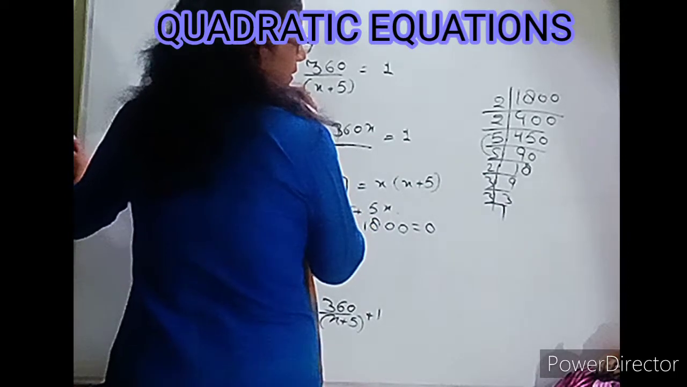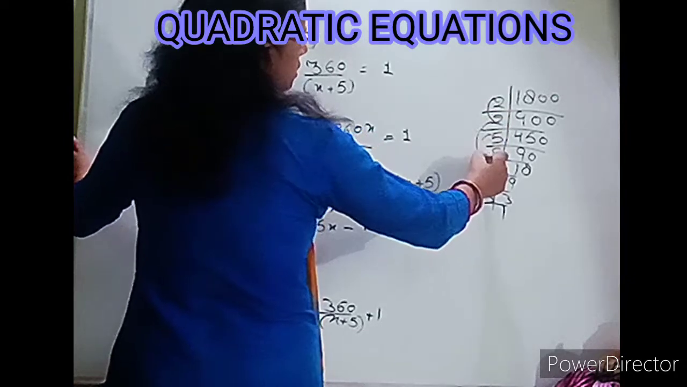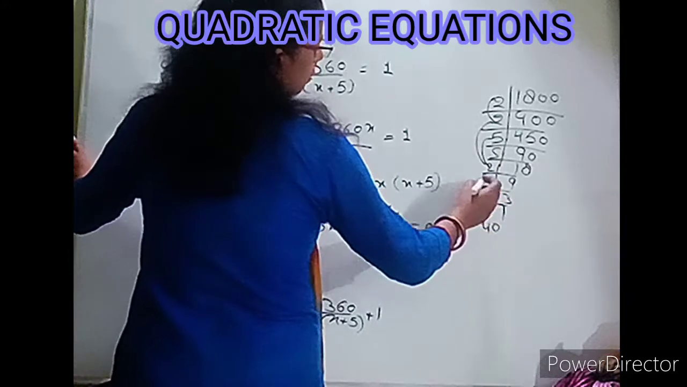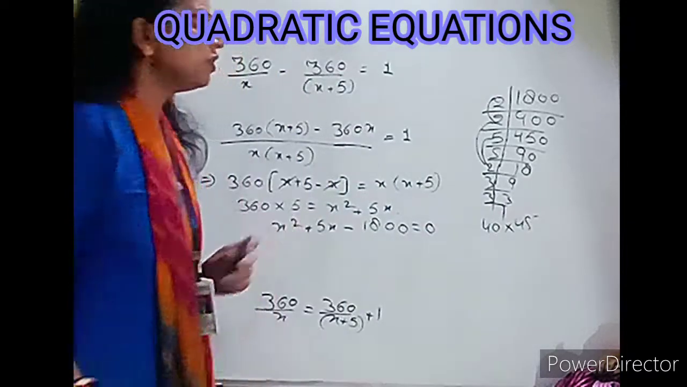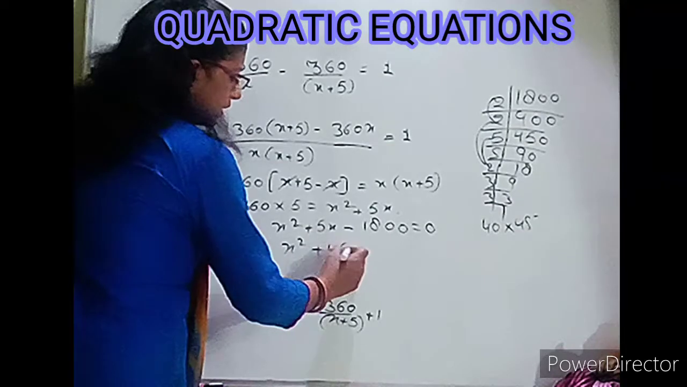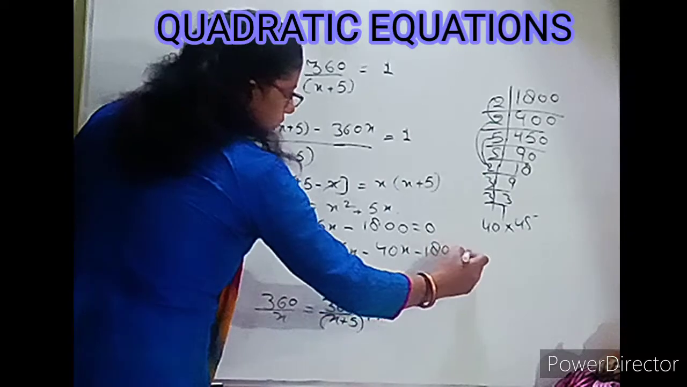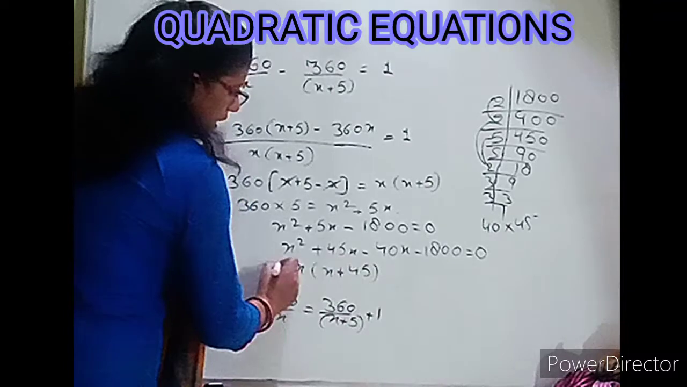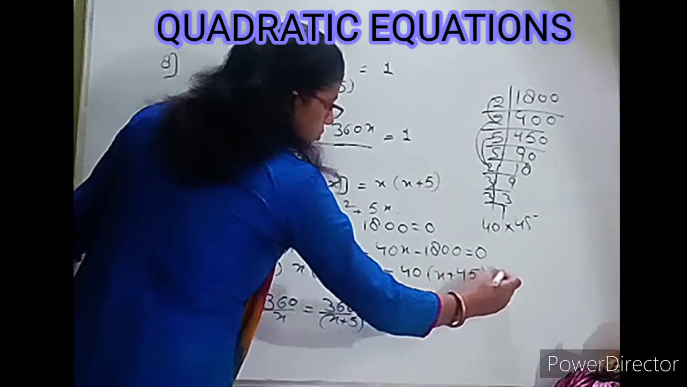Okay. And this I cannot do. 2 4s are 8. Equal I have to do, right? 8 5s are 40, into 5 9s are 45. 45 into 40 I'll do, so I'll get plus 5. So x square plus 45x minus 40x minus 1800 equals 0. Take common, x plus 45, and then minus 40 common, x plus 45 equals 0.